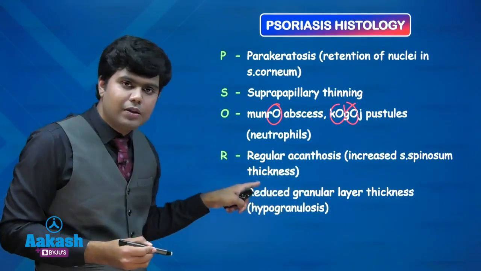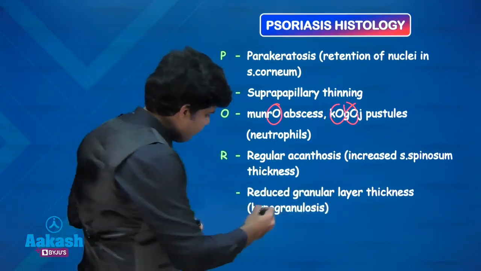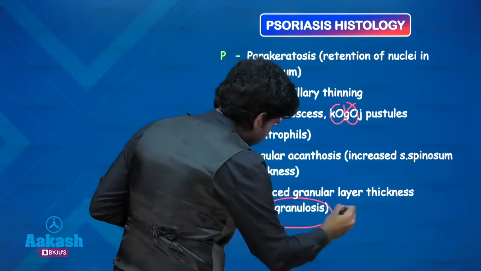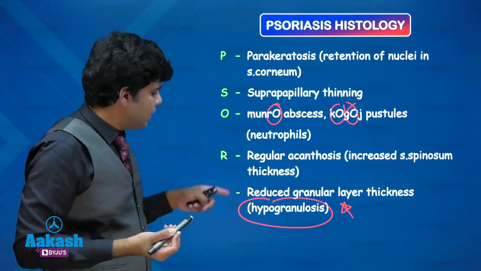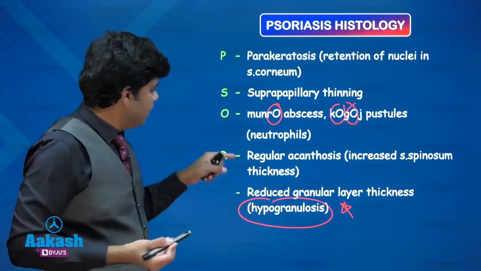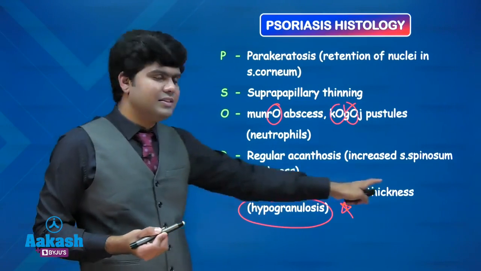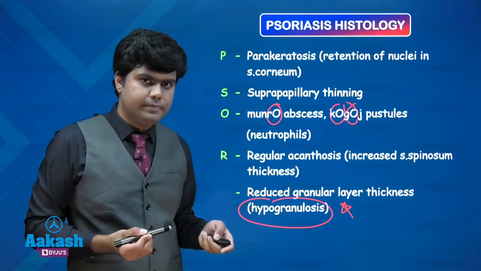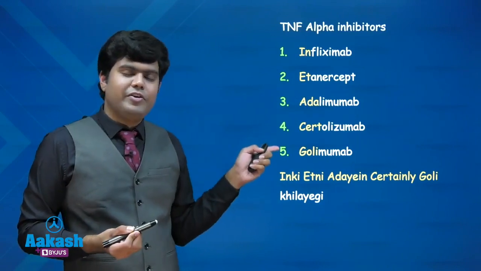And we have got R, that is reduced granular layer thickness, that is hypogranulosis. This is very important. The option will come as hypergranulosis, but it is not hyper, it is hypo. That's why R, reduced, right? And another R is for regular acanthosis, that is increased stratum spinosum thickness. Clear? Pretty simple, right? This is very interesting mnemonic.